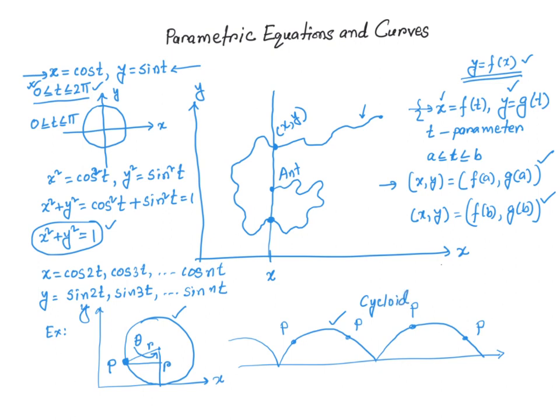This curve can be represented by a set of parametric equations. So let's consider this angle right here. Let's look here on this circle, and this angle, we call it theta, okay? So the parametric equations that represent this cycloid are given by x equals r times theta minus sine of theta, where r is the radius of the wheel, and y is equal to r times 1 minus cosine of theta.